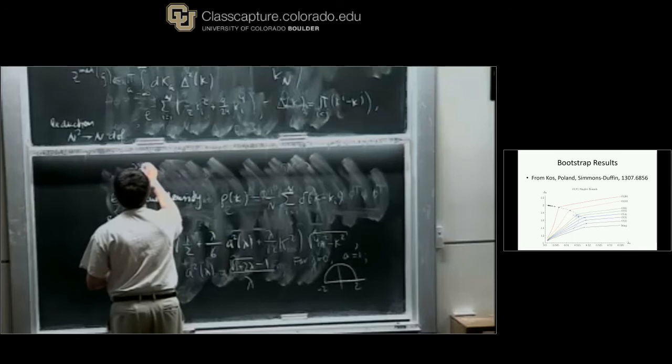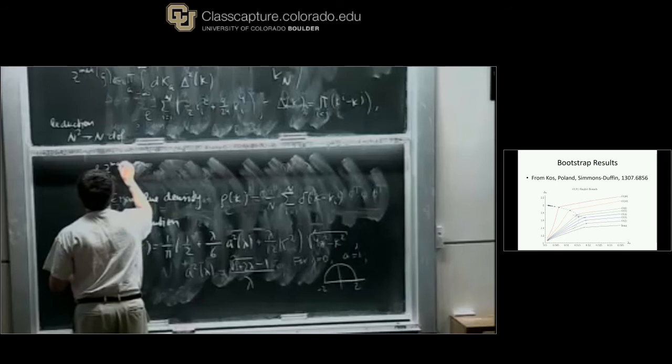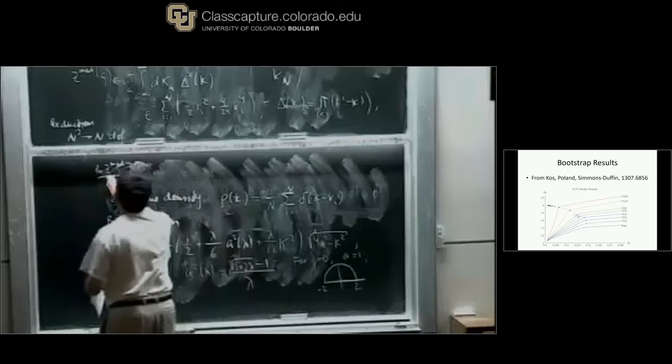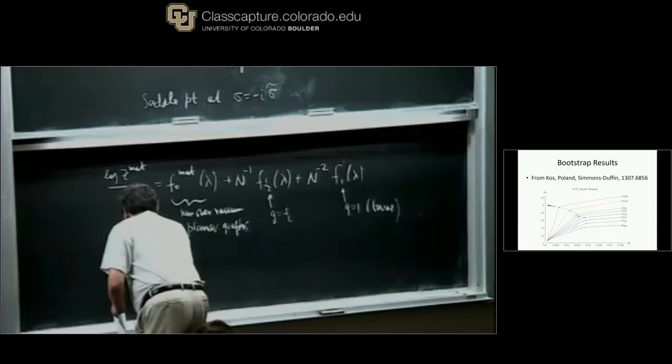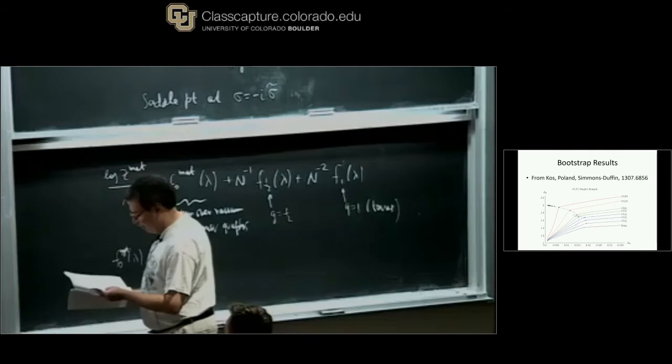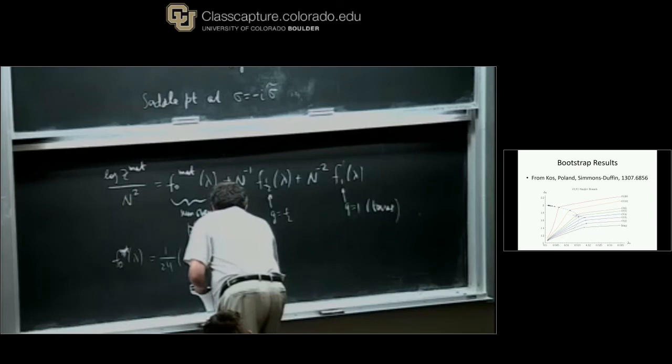Oh, yeah. So then this rho determines what we need, which is this log Z matrix. I already wrote down this F0. So what you find is the following, that F0 of lambda in this matrix case has a very simple expression. When you plug in the eigenvalue density into the log Z, you find that it's just equal to 1 over 24 (a squared minus 1), (9 minus a squared), minus 1 half log a squared.